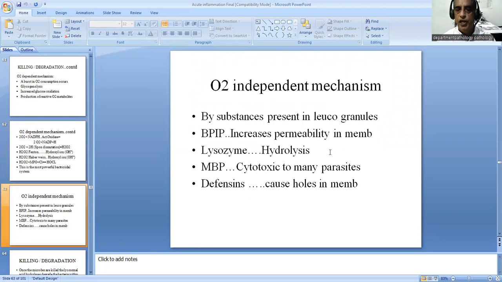Then we have the oxygen independent mechanism. These are present again in the leukocytic granules, some substances which produce the destruction of the bacteria. For example, BPI, bactericidal permeability increasing protein. This increases the permeability of the membrane of the bacteria. Then we have the lysozyme, which chiefly acts through hydrolytic actions. Then we have the MBP or the major basic protein, which is mostly cytotoxic to many parasites. It is produced naturally by eosinophils. That is why in parasitic infections, you see a preponderance of eosinophils in the parasitic inflammations. Then defensins again produce holes in the membranes of the bacteria.